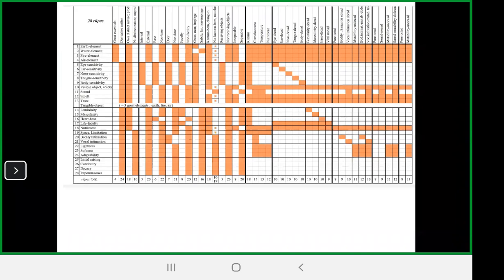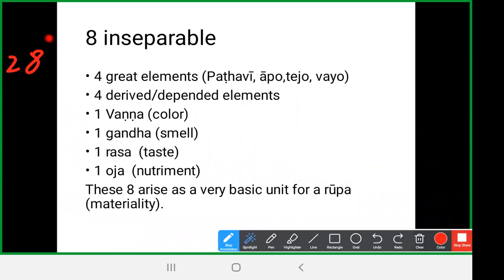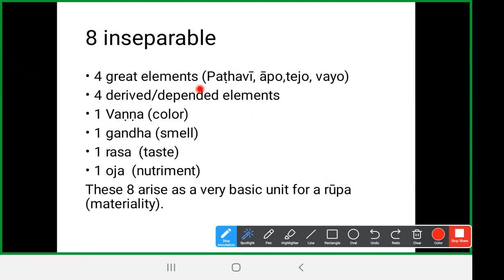Out of these 28, the first group is the very basic unit of Rupa. Rupa is materiality. There will be four great elements: earth, water, heat, and wind. Pathavi, Apo, Tejo, Vayu for earth, water, heat, and wind. How should you remember this Pali? I'll teach you a shortcut: P, A, T, V. Just take the first letter. Take it as "my papa is watching the TV."